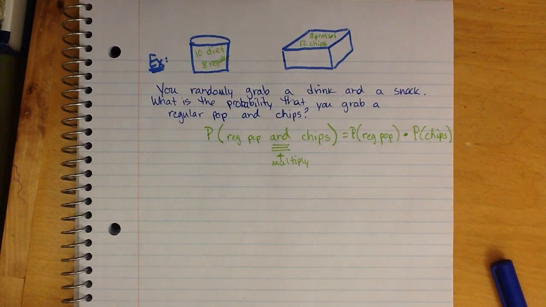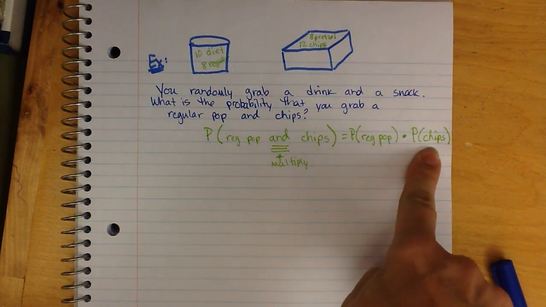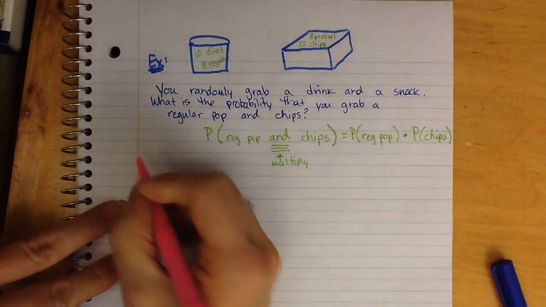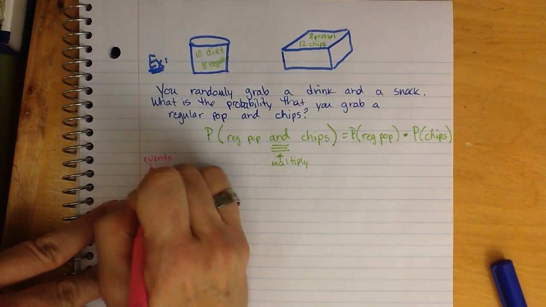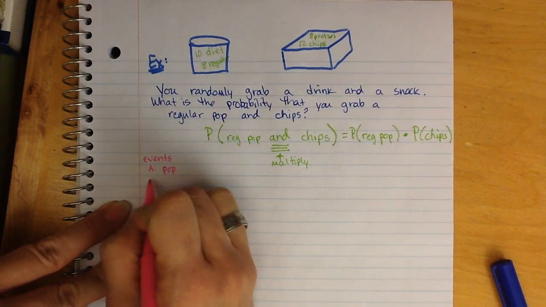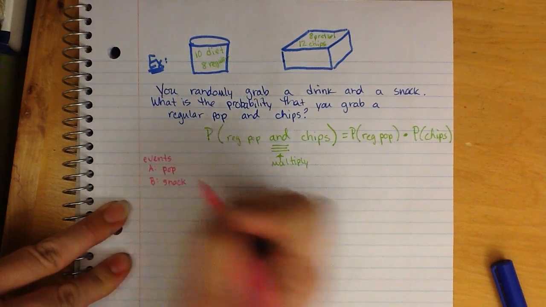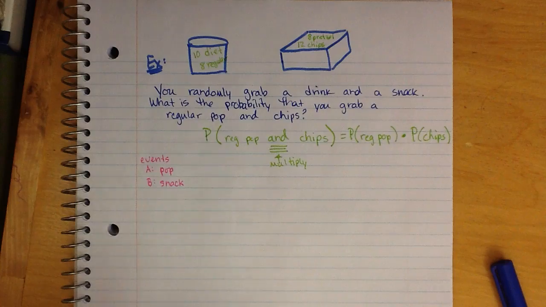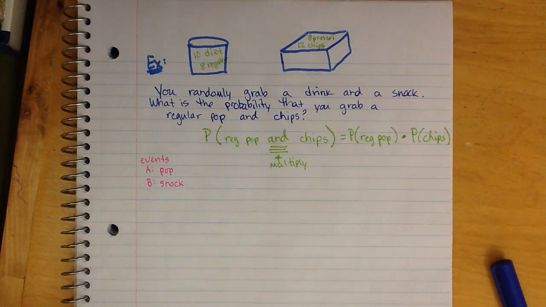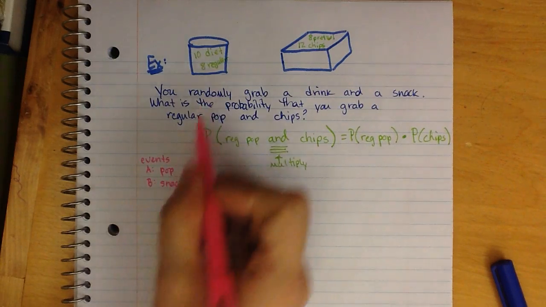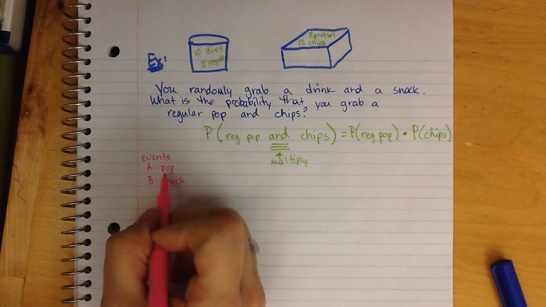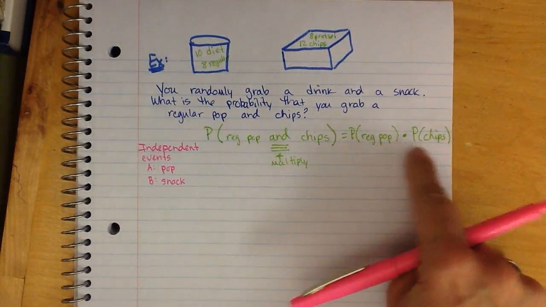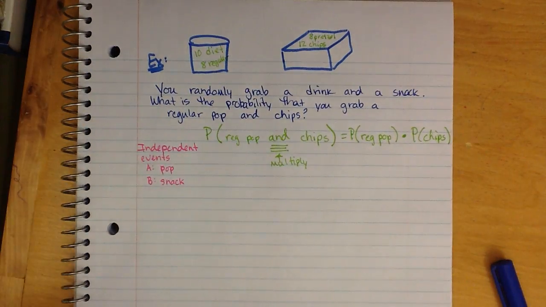Now the probability that we get a regular pop is going to be our first event. That first event will be getting a drink. The second event will be getting a snack. And we want to know, are these dependent or independent? Will it change my probability of getting a snack based on what I get for my pop? Well, they're not even in the same containers, so it won't affect my second event, and these will be considered independent events. So I only need to get this probability and multiply it by that probability.